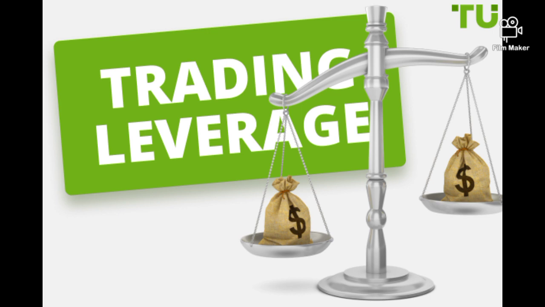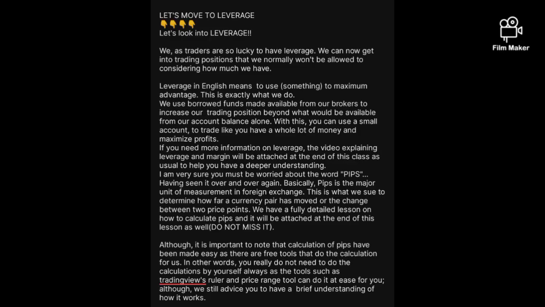I'm very sure you must be worried about the word pips, having seen it over and over again. Basically, a pip is a major unit of measuring foreign exchange. This is what we use to determine how far a currency pair has moved, or the change between two price points. We have a full detailed lesson on how to calculate pips. I will also attach it to the video. I will also explain how to calculate pips in that MetaTrader interface. So I will do the video as soon as possible.